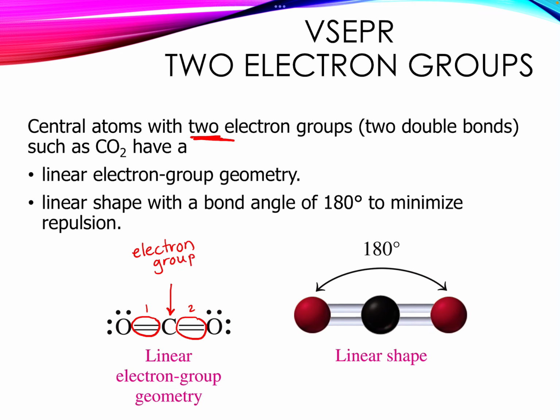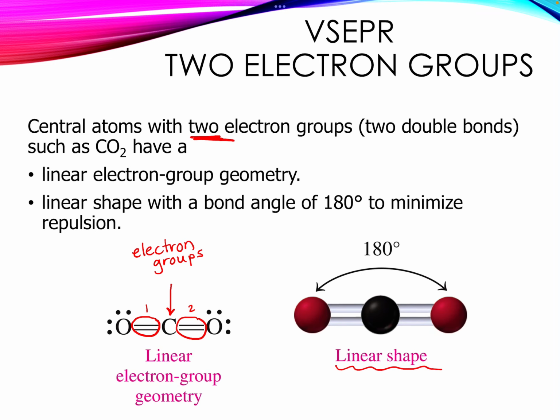Okay, so here we have 2 areas of electrons, so 2 electron groups, and that's what's giving us our linear shape, our linear electron group geometry. We will also have a linear shape. In this case, the electron group geometry and the shape have the same name, but that's not always going to be true. So I'll point that out as we go forward.